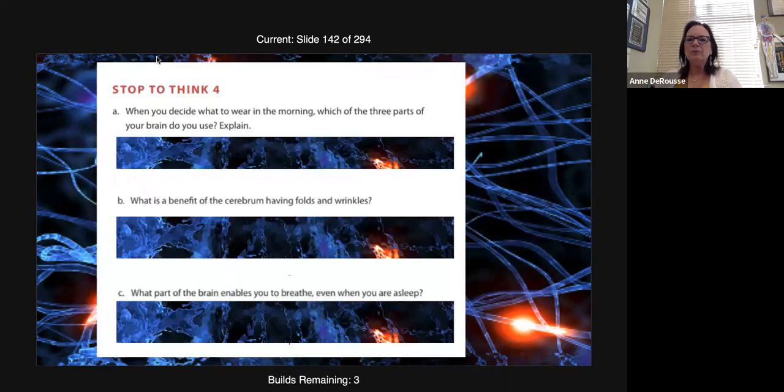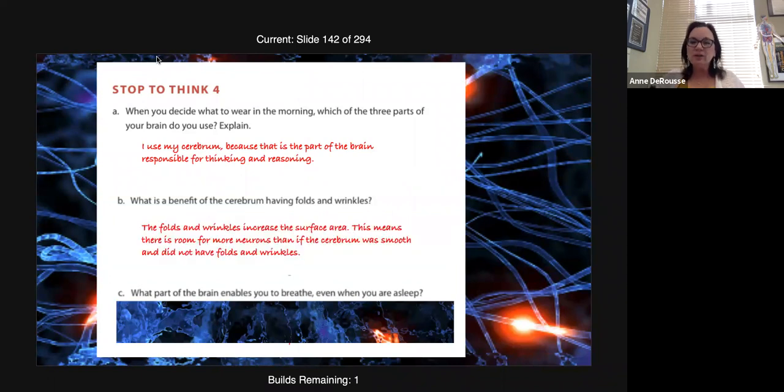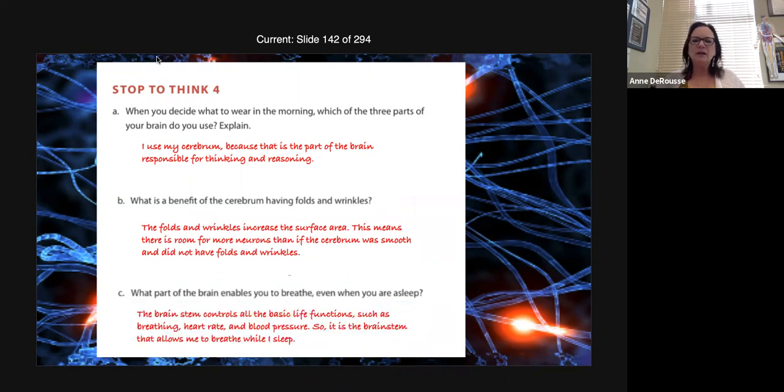What is the part of your brain that's helping you decide what to wear? That would be the cerebrum. That's the thinking, reasoning, analyzing part of your brain. The folds and wrinkles are what allow more surface area to have more neurons. And it's your brain stem that controls all of those automatic basic life functions. So that's what's allowing you to breathe even when you're sleeping.